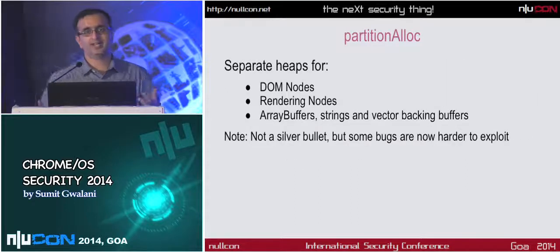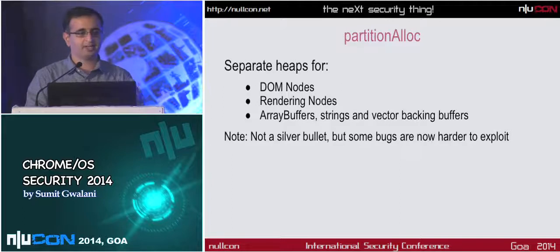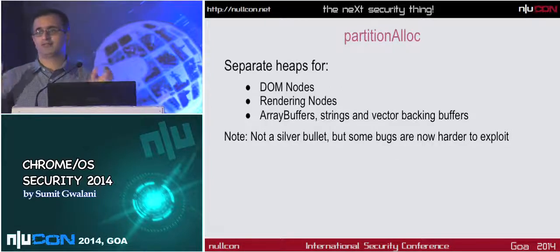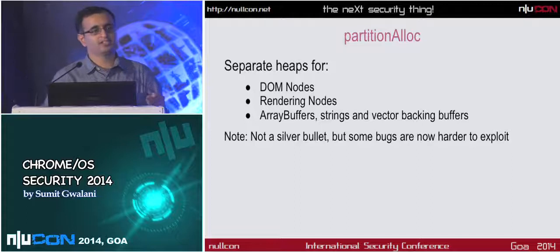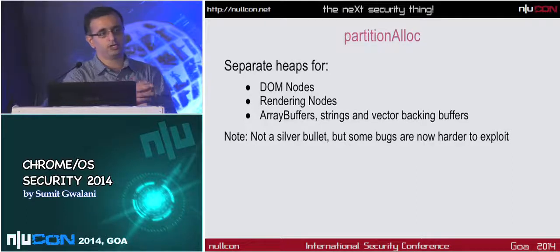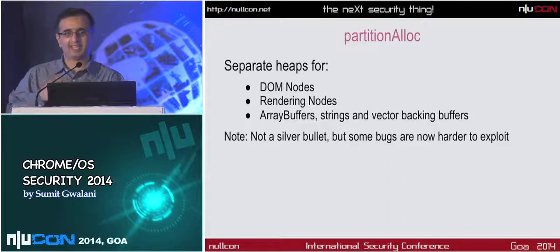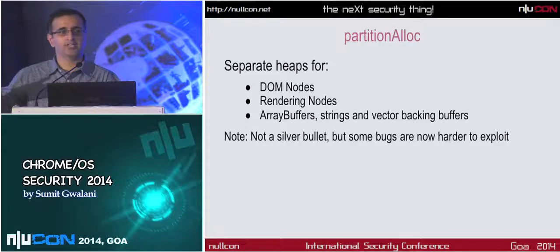So right now in Chrome today, we have separate heaps for DOM nodes, separate heaps for rendering nodes, then a common heap for all the places where the user has control, which is like array buffers, strings, vector backing buffers. Again, let me say this. This is just an improvement. It's not a silver bullet. It's not going to solve all your use after free bugs. It's just a way to add another layer of defense, make it slightly harder for the bug to be exploited, so that you make it more difficult for the attacker.